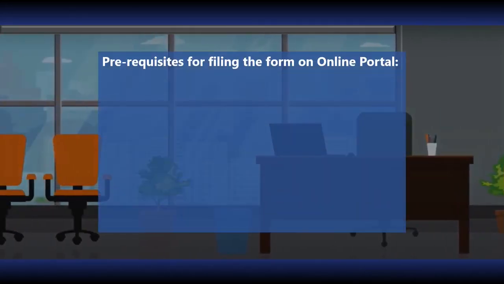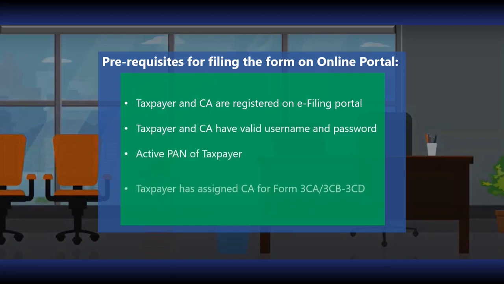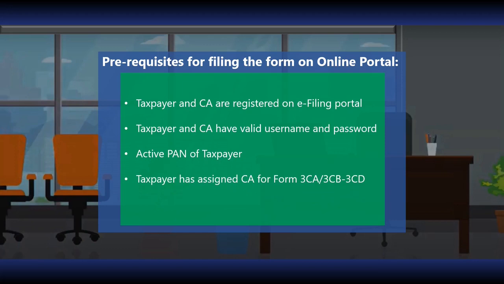The prerequisites for filing the form on the online portal are that the taxpayer and chartered accountant should be registered on the e-filing portal. Both of them should have a valid username and password. They should have an active PAN, and the taxpayer should assign the form, either 3CA 3CD or 3CB 3CD, to the chartered accountant, and both of them should have active digital signature certificates.